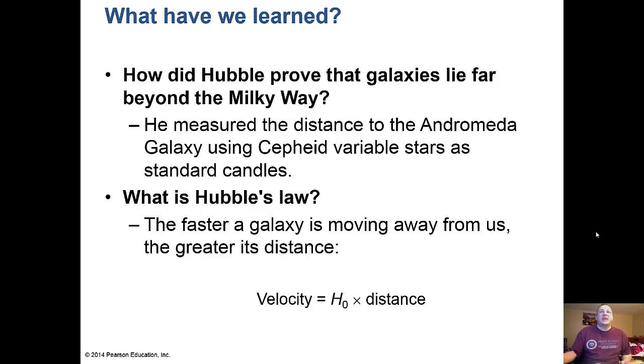How did Hubble prove that galaxies lie far beyond the Milky Way? He measured the distance to the Andromeda galaxy using these Cepheid pulsating variables as standard candles. And Hubble's law that he decided upon in 1929, very famous, is that the faster a galaxy is moving away from us, the greater its distance. Pretty important to remember. Let's repeat that again. The faster a galaxy is moving away from us, the greater its distance.